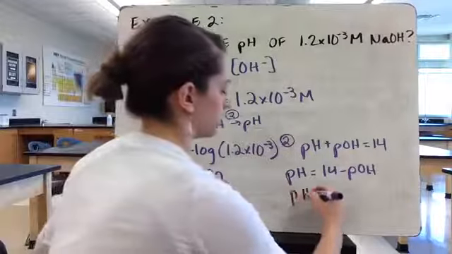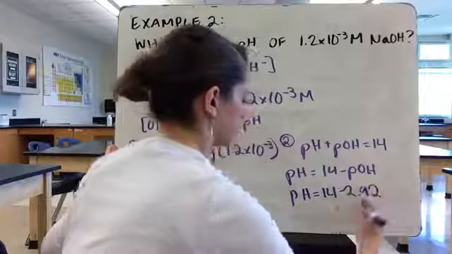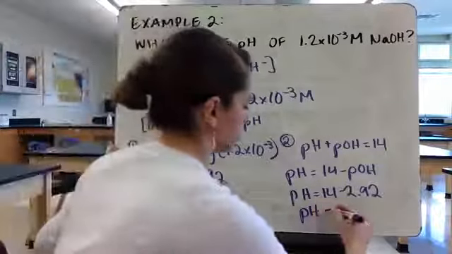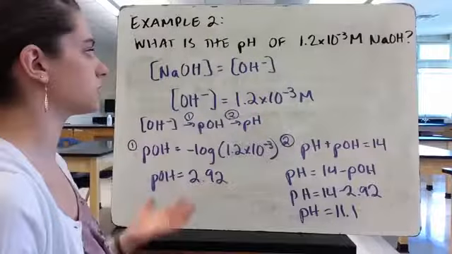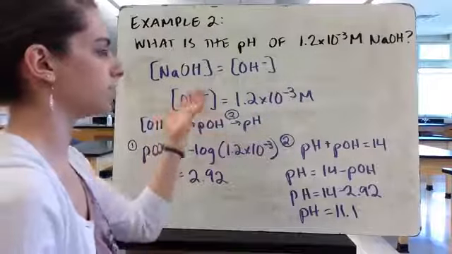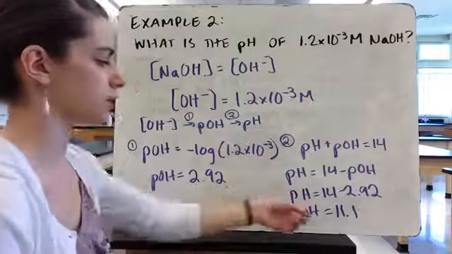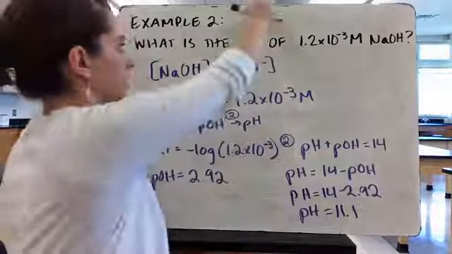So now our pH will be 14 minus 2.92, which leaves us with our pH of 11.1, which is what we would expect. We're looking at a base. It has a fairly high concentration of hydroxide ion, which means it's going to have a pH that's closer to the 14 side. Let's look at our next example.